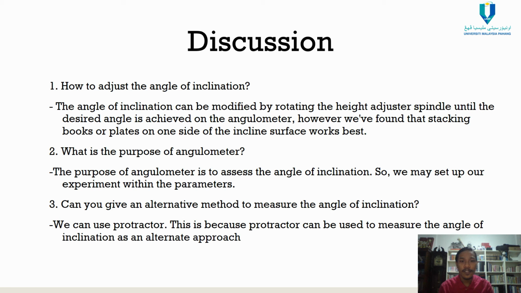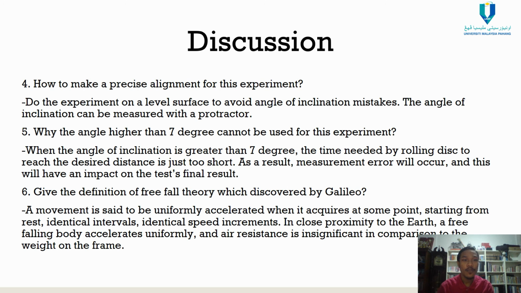Next, can you give an alternative method to measure the angle of inclination? The alternative method is to use the protractor. This is because a protractor can be used to measure the angle of inclination as an alternate approach. Number 4, how to make a precise alignment for this experiment? We do the experiment on a level surface to avoid angle of inclination mistakes. The angle of inclination can be measured with a protractor.